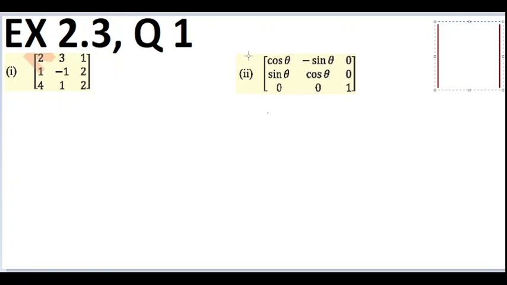Bismillahirrahmanirrahim. Starting question number 1 of exercise 2.3, class 11 maths. Here we have to find the determinant of the matrices given to us. The first part is [2 3 1; 1 -1 2; 4 1 2]. We have to find its determinant. How do we find its determinant?